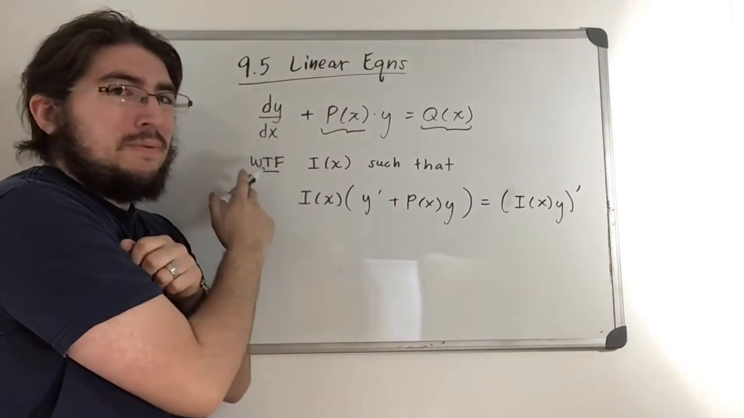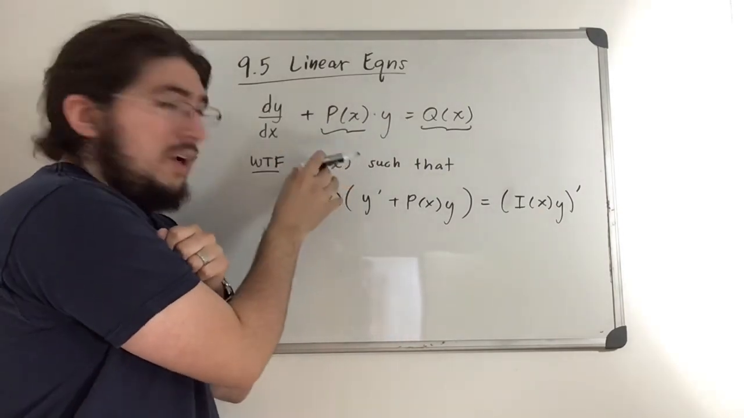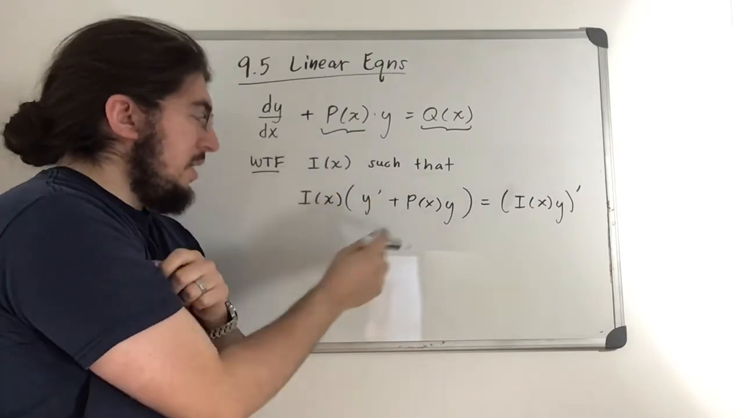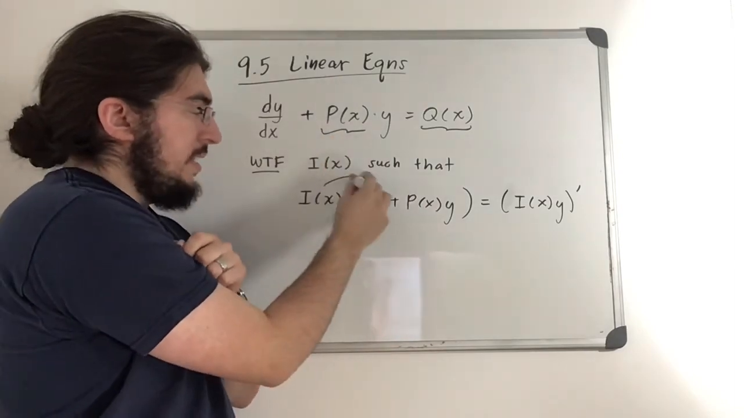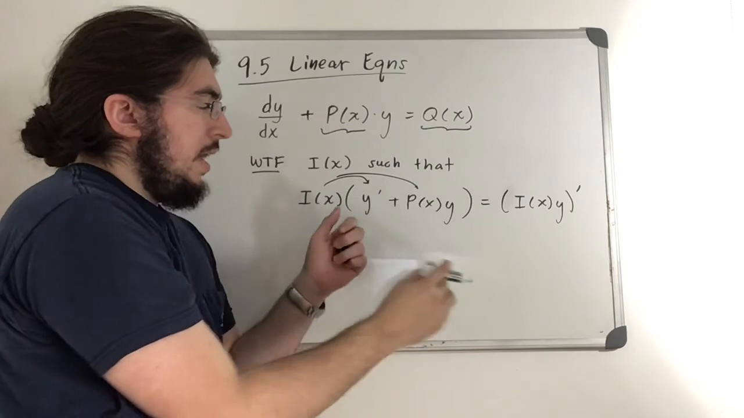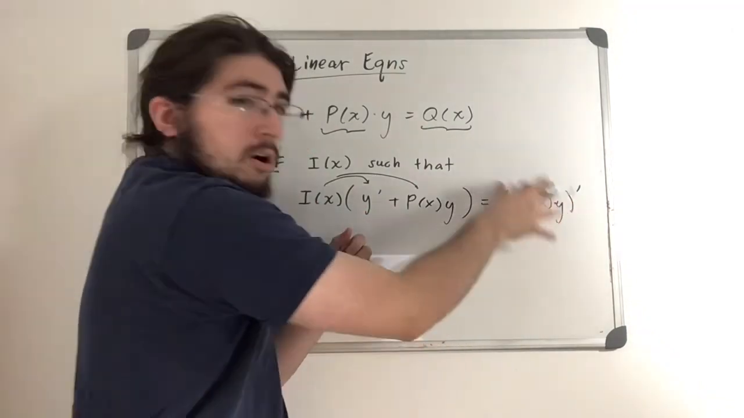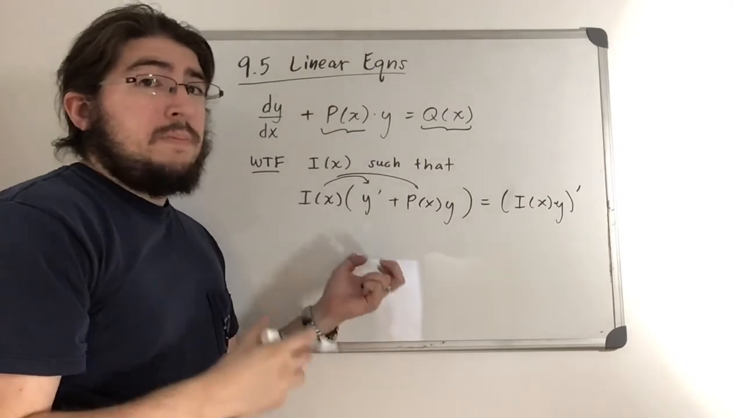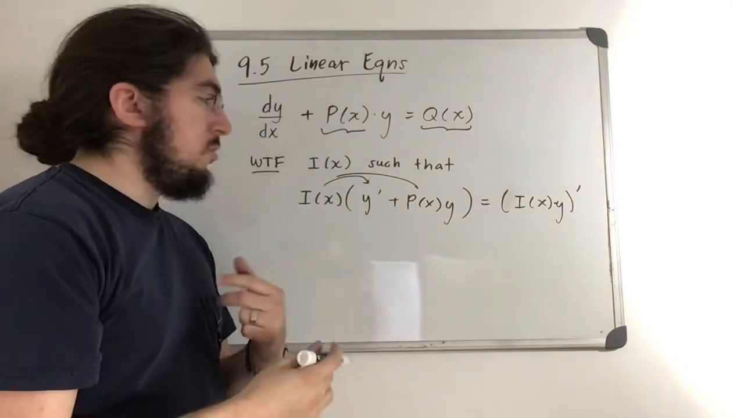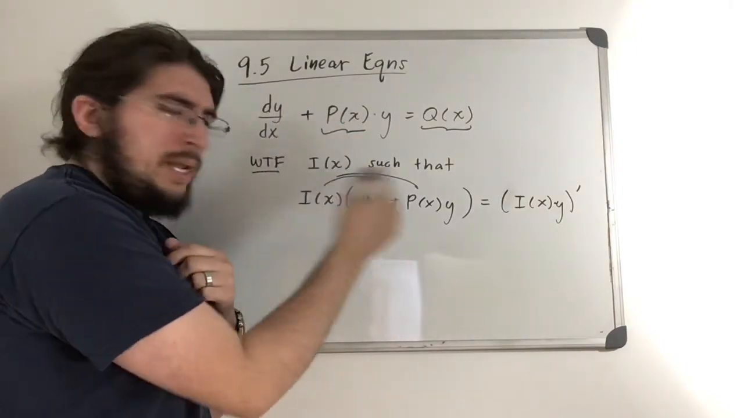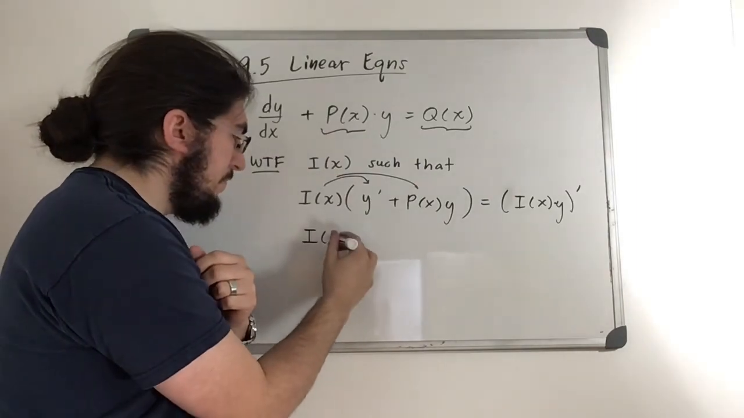So what we want to do is find a function I of x such that when you multiply I of x to the left and distribute, after distribution what you end up with is (I(x) times y)'. So you want this to be essentially an anti-product rule situation. I'm going to expand this out a little bit and let's see what happens.